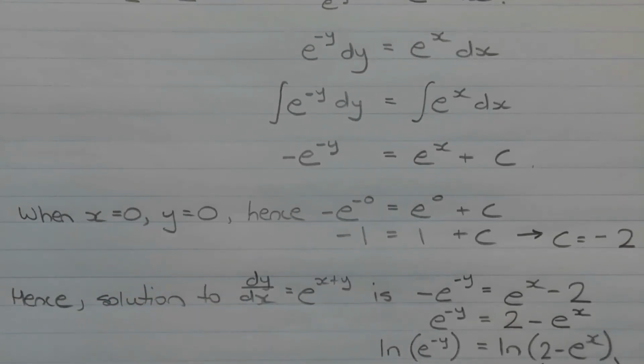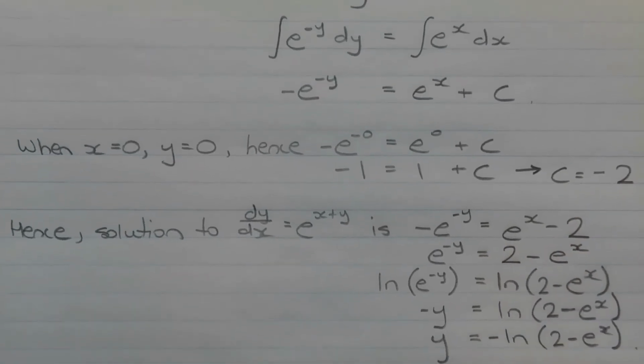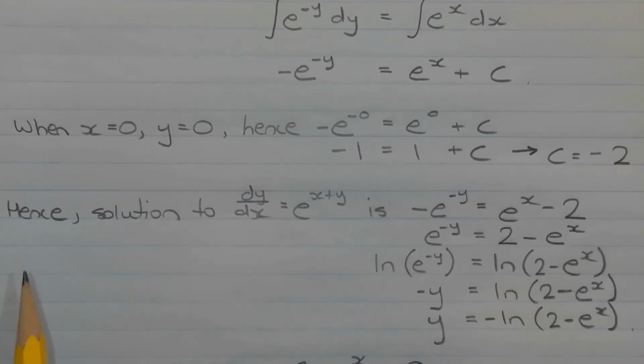So substituting x equals 0 and y equals 0, here and here, we have negative e to the power of negative 0 is equal to e to the power of 0 plus c. And negative e to the power of negative 0, of course, is negative 1, is equal to 1 plus c, which gives us a value of c of negative 2. Hence, the solution to the differential equation dy/dx equals e to the power of x plus y is negative e to the power of negative y equals e to the power of x minus 2.